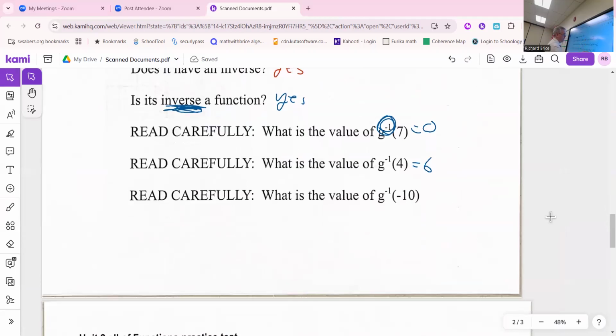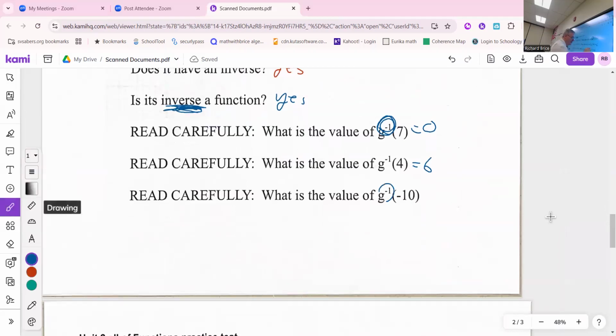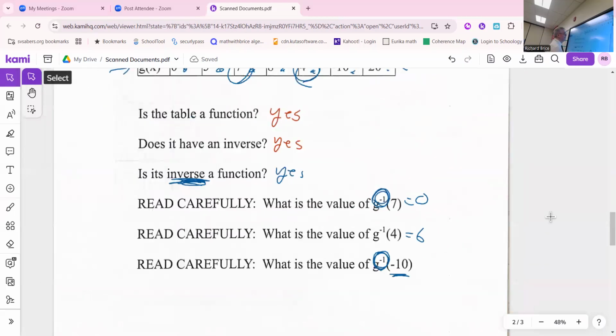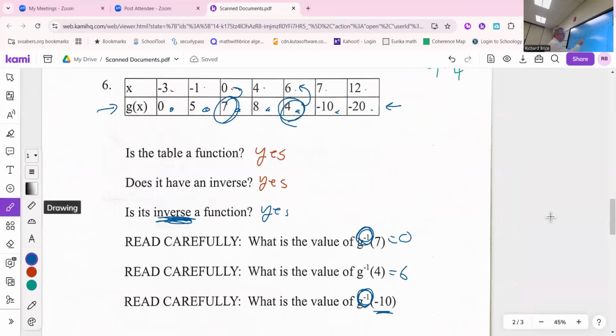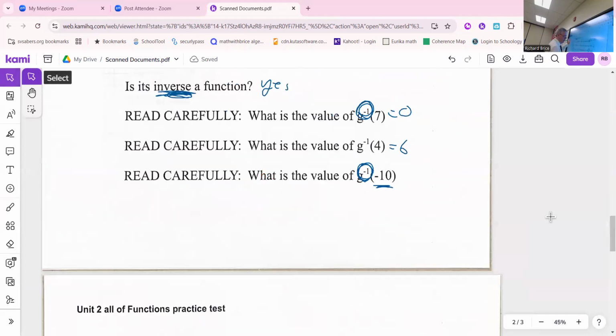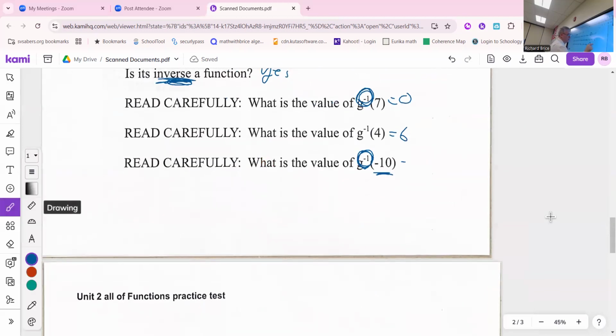And the last one says, what's the inverse of -10? So I'm looking at the y values, and here we have the y values. It goes to 7, and there it is. Remember, if you have any questions, ask us in class before the test.